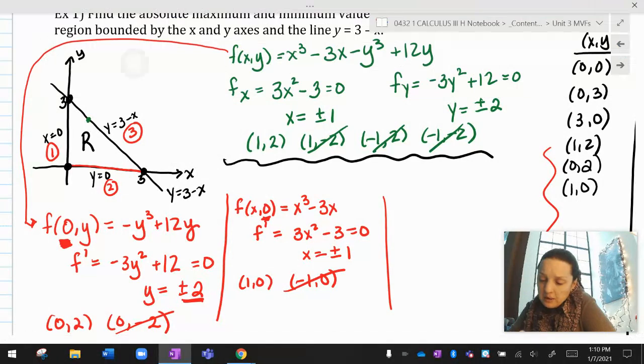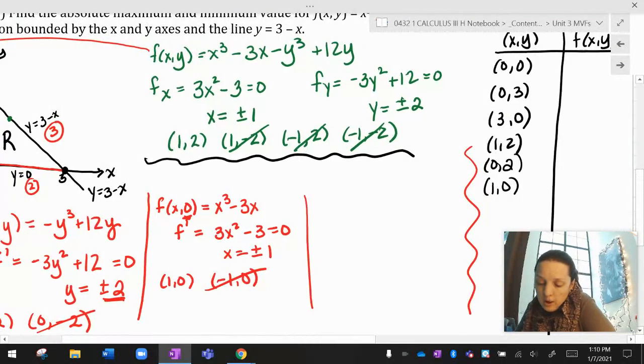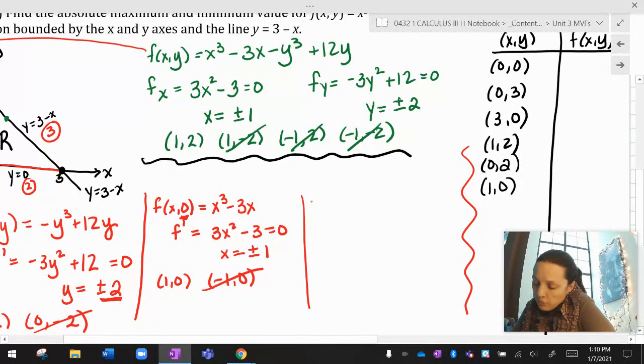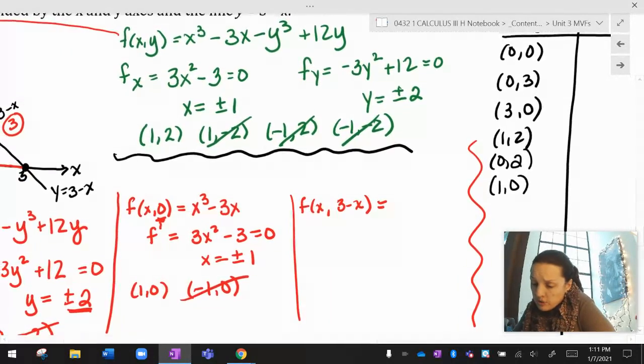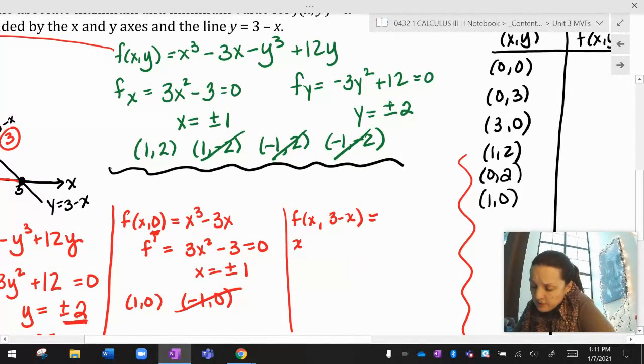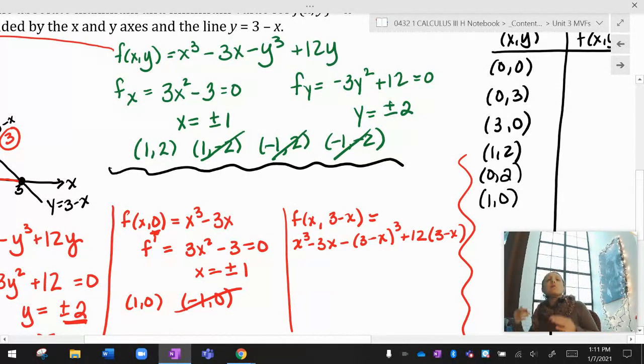And last but not least, and definitely not least because this one takes the longest, I need to deal with my third edge. My third edge is y equals 3 minus x. So I need to find f of x, 3 minus x, which is going to take a little bit more space than I have here. So I am going to use the next line and say this will become x cubed minus 3x minus y cubed plus 12y, but y is 3 minus x.